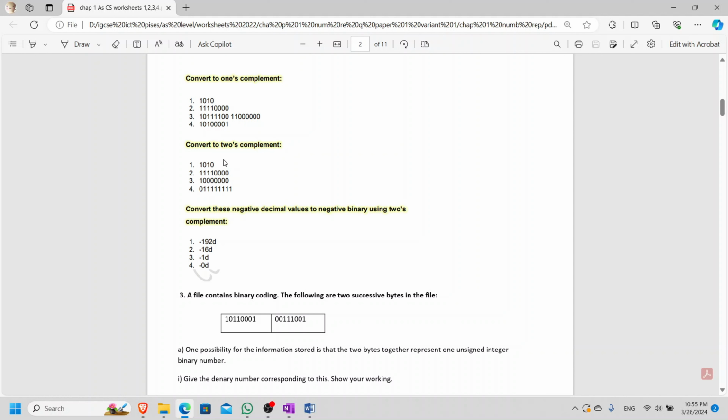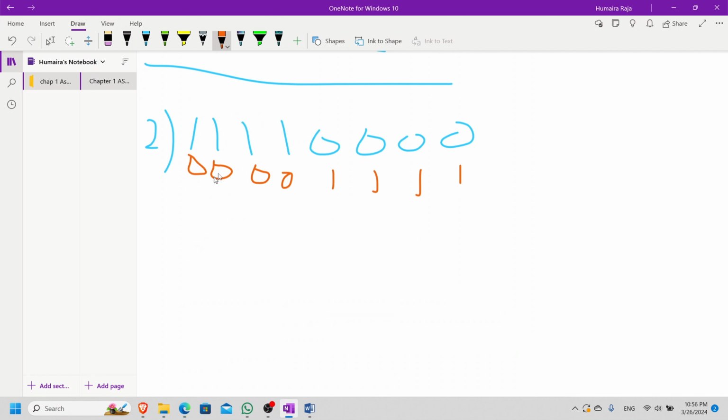So what is 2's complement? For 2's complement, first you have to write down the 1's complement, and then you have to add 1 to its rightmost side, and whatever answer you get is the 2's complement. Let me take the example of this one. Again, the same number which we used for 1's complement. This was my original number, and after 1's complement I got this.